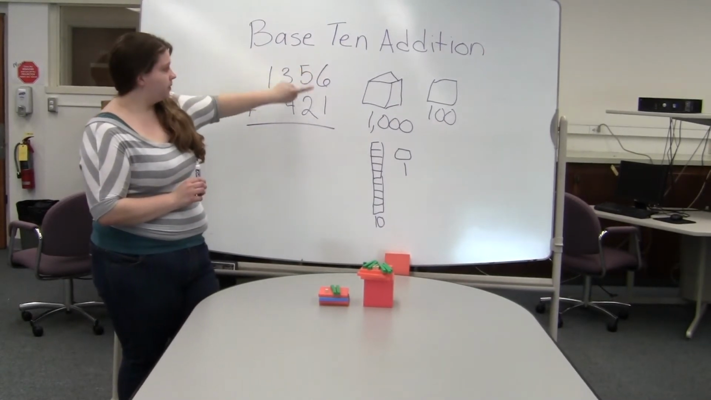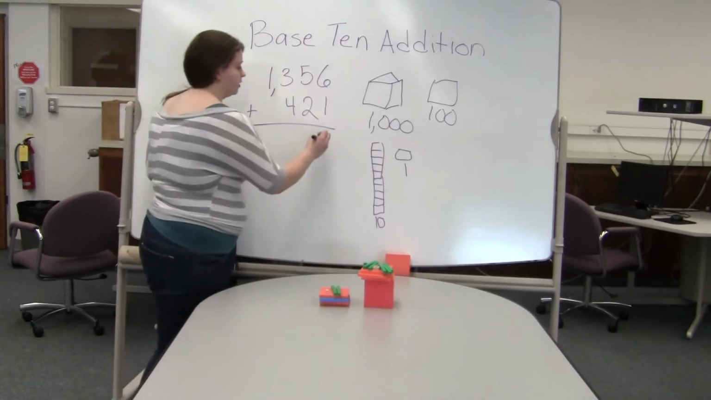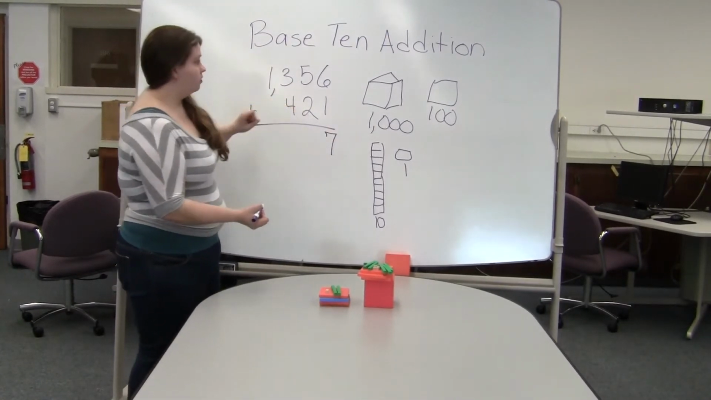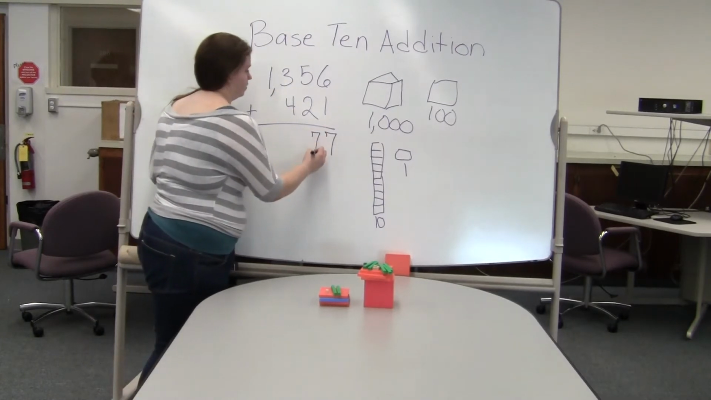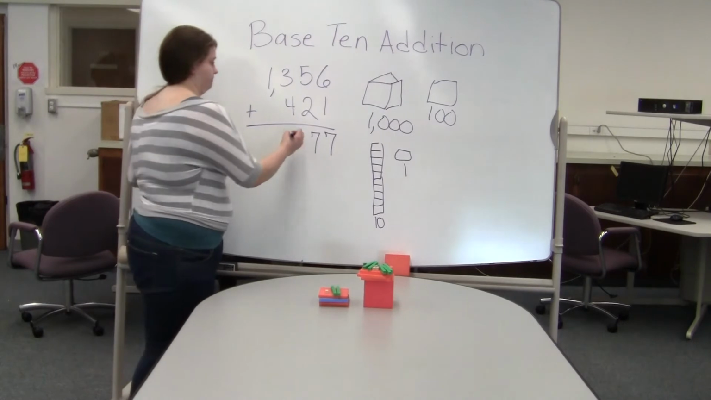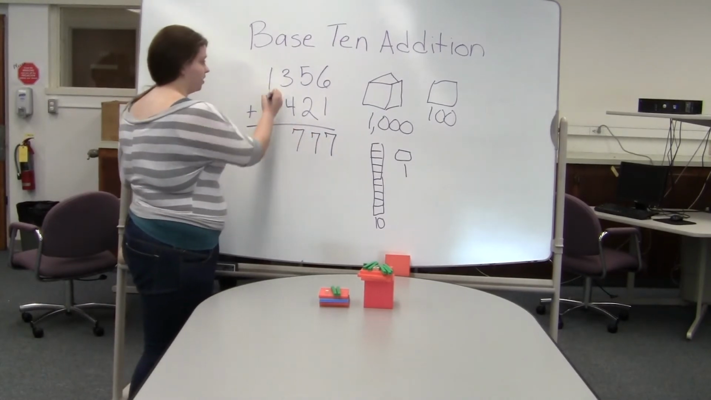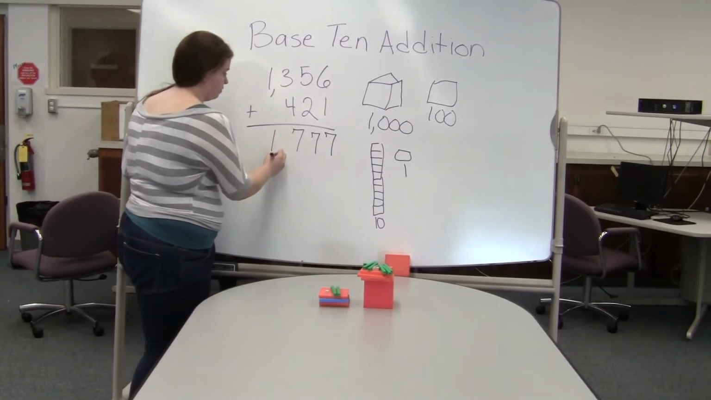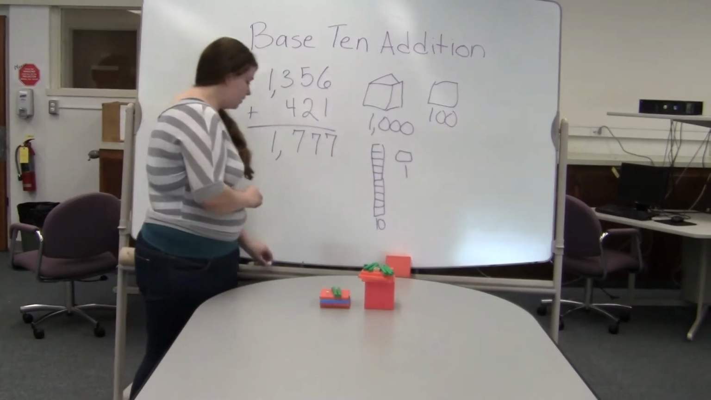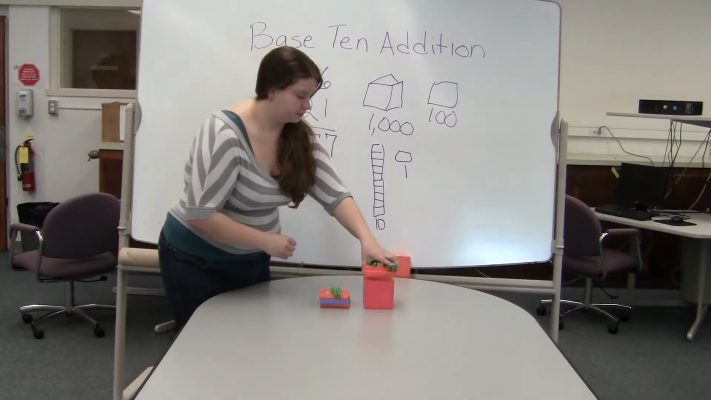So we have 6 plus 1 will give you 7. 5 plus 2 will give you 7. 3 plus 4 will also give you 7. And then you'll just bring down the 1. So we have 1,777. Let's see if we've got this correct.